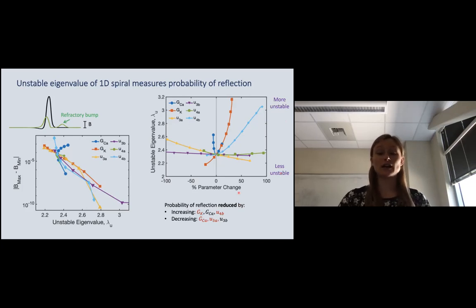And so what we find is that in particular, the potassium conductance, this GK, and this parameter U4B, they really control the stability of this 1D spiral quite well. And the system is pretty sensitive to those two. If we were to increase those two, we're much less likely to get reflections. We're also less likely to get reflections if we decrease GCA, U3A, and U3B to lesser extents. In particular, a lot of these, like this U3A and U3B, I'm only showing it up to 100% parameter change, but we've continued it much further, and you can get much larger changes in those eigenvalues as well.